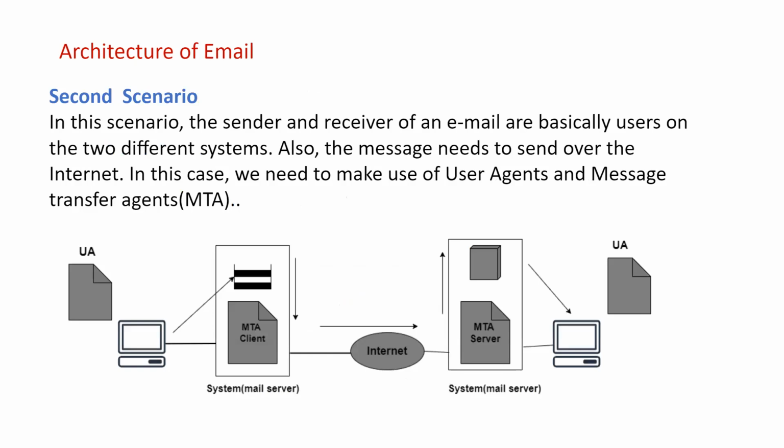And in the second scenario, the sender and receiver of an email are basically users of two different systems, and also the message needs to be sent over the internet. In this case, we need to make use of user agents and message transfer agents. So here we use user agents and message transfer agents both.